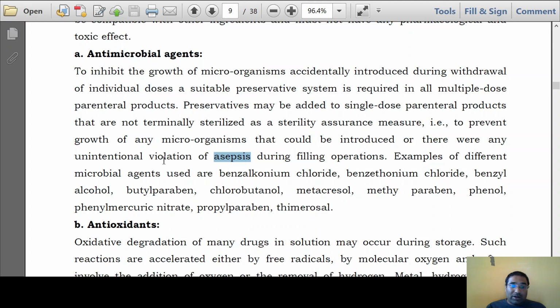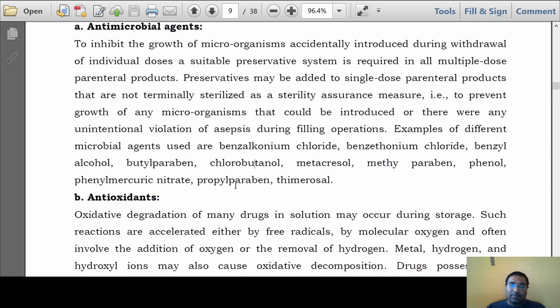Examples of different antimicrobial agents used are benzalkonium chloride, benzethonium chloride, benzyl alcohol, butyl paraben, chlorobutanol, metacresol, methyl paraben, phenol, phenylmercuric nitrate, propyl paraben, and thimerosal. So these are the different antimicrobial agents which are used for the preparation of parenteral products.